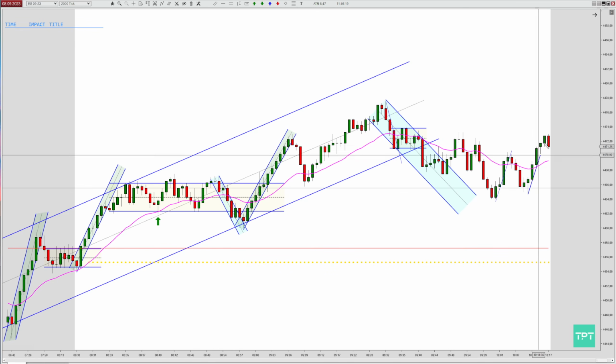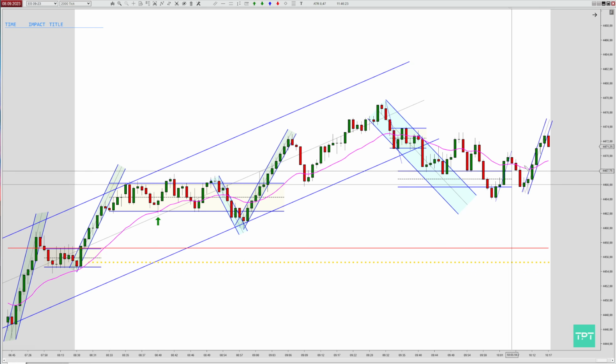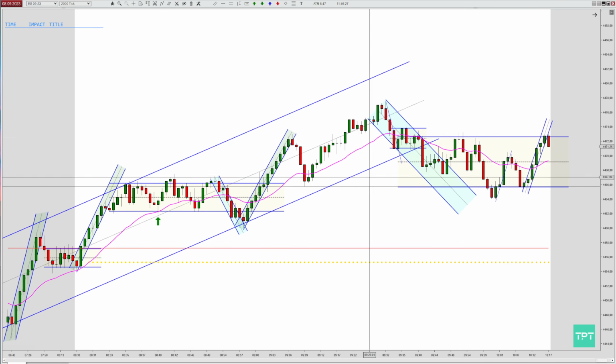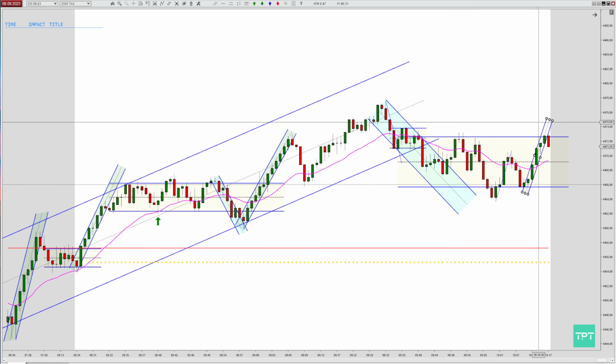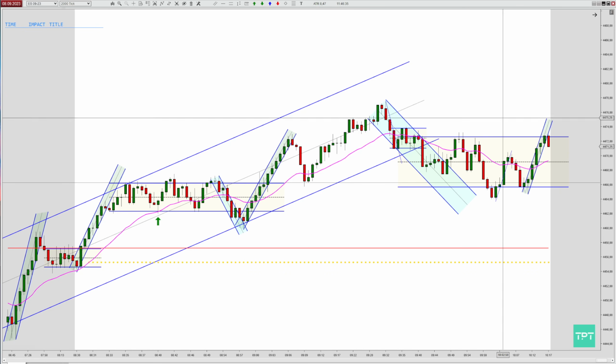So we can draw this here, shorter term channel. And in general, I think this looks like a range here because we're going back and forth between the EMA all the time. That's an indication for a range here.